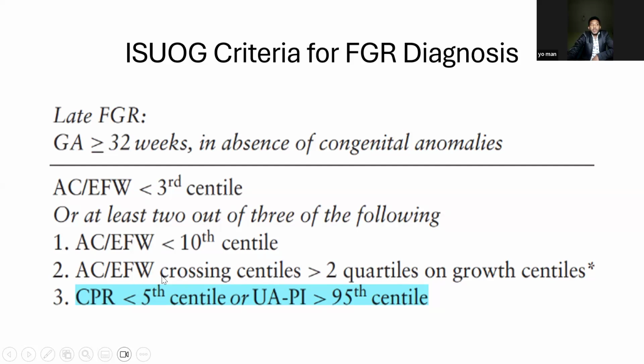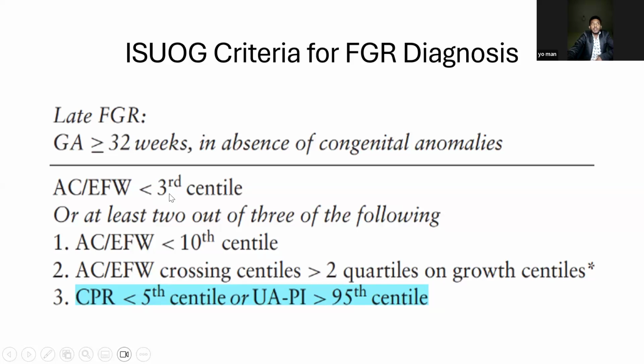The AC or estimated fetal weight crossing centiles greater than 2 quartiles, which I have told you before. If it's greater than 50, the difference between the first ultrasound and the second ultrasound centile was greater than 50 centile. That indicates FGR in combination with AC and estimated fetal weight less than 10 centile, or if the CPR is less than 5 centile, or the uterine PI is greater than 95 centile, okay? So at least 2 of the 3 criteria must be met for late FGR.